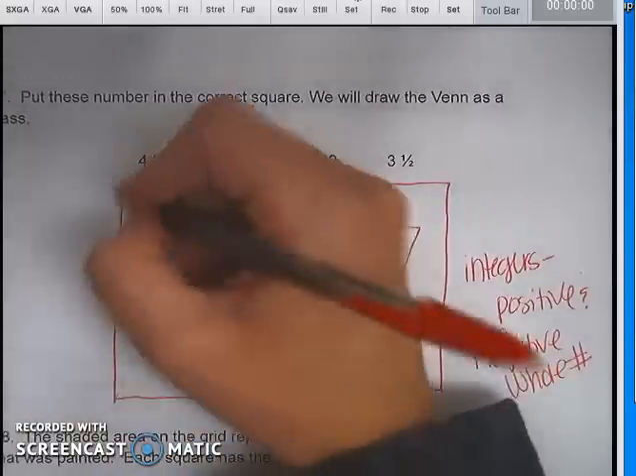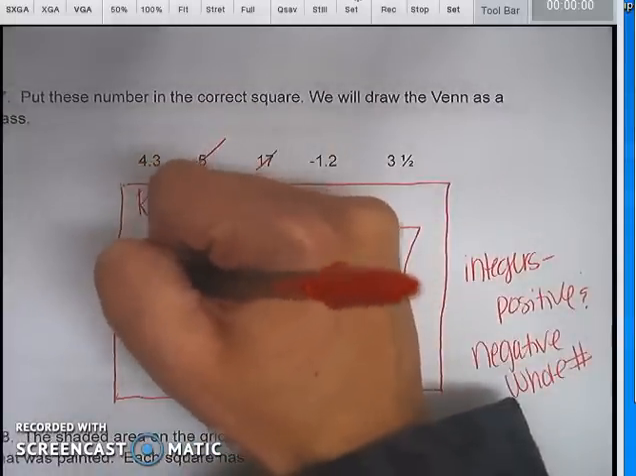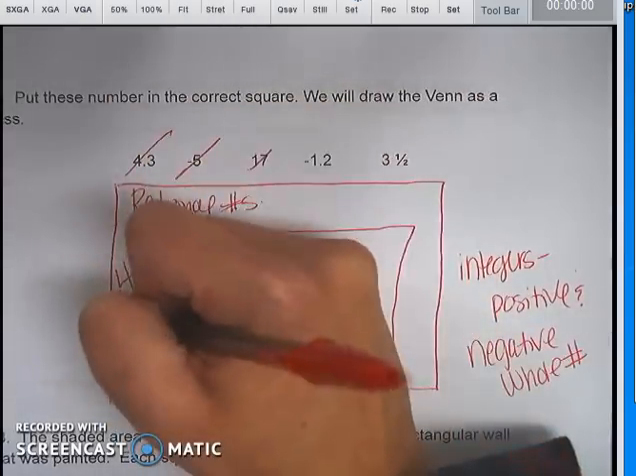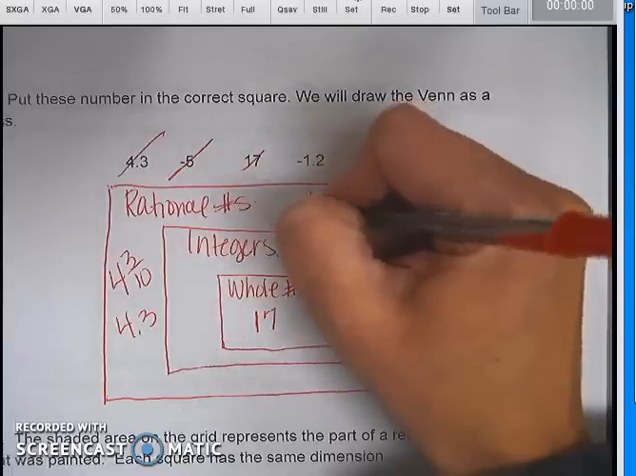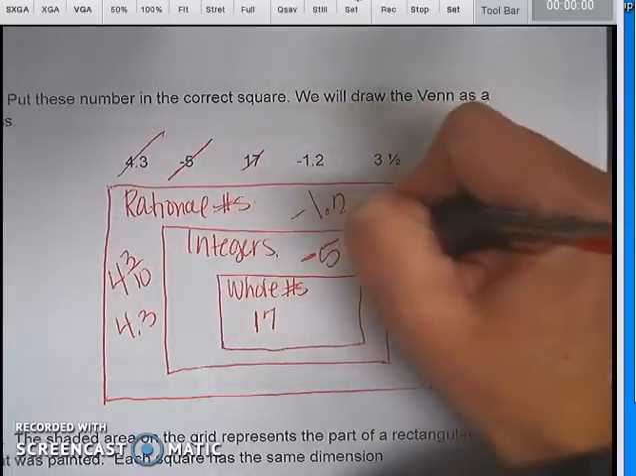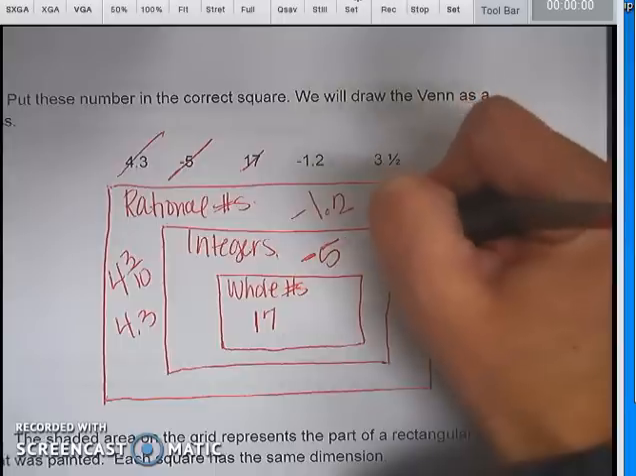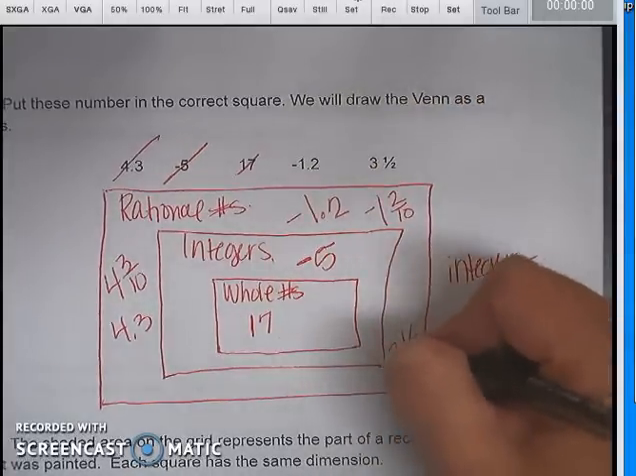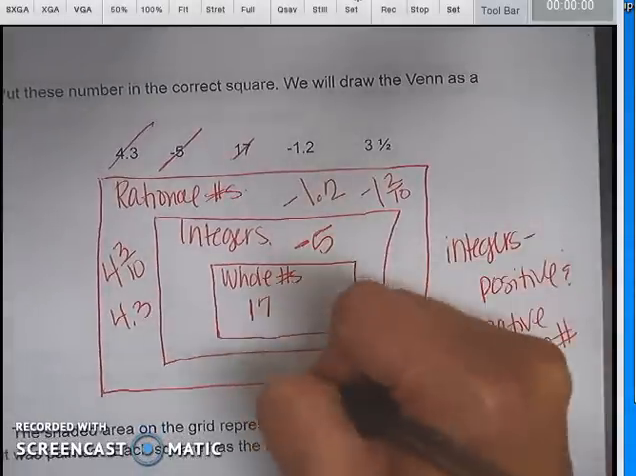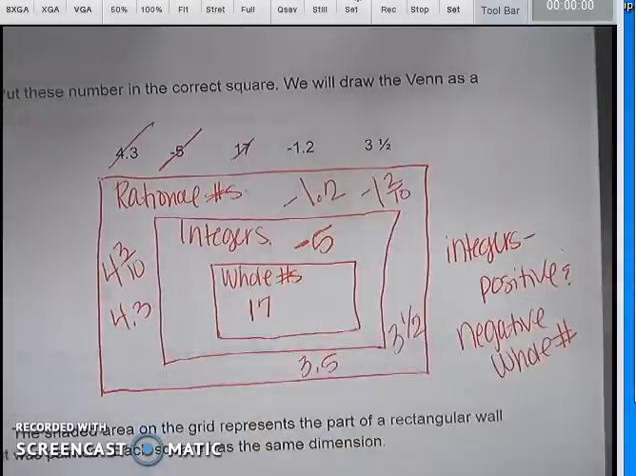And then I have rational numbers, which are any numbers that can be written as a fraction. Well, 4 3/10 could be written like this, right? So that's a rational. Negative 1 2/10 could be written like this. And then I have 0.03½. Now, could 3½ have been written like this? Absolutely. Guys, don't miss this.